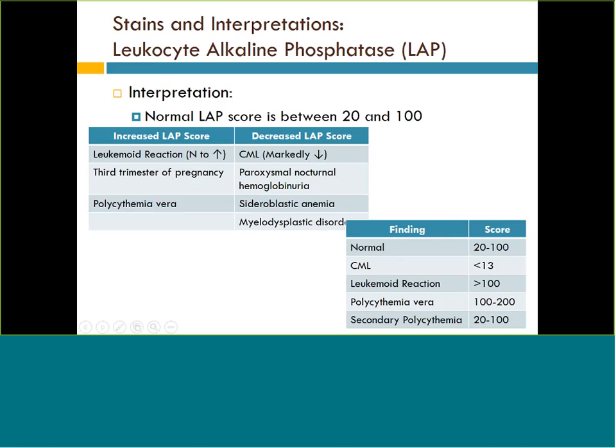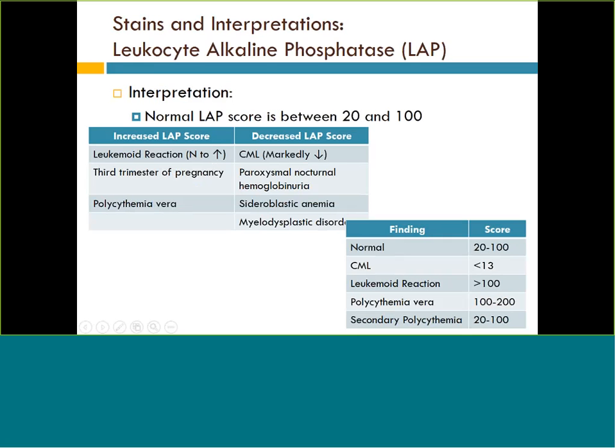Now, a normal reference range should be 20 to 100. Anything between 20 to 100 is normal. Here are some different scores, different diseases that result in other scores. You do need to know this chart. So those that will show an increased lab score: leukemoid reaction. Actually, leukemoid reaction can sometimes be normal, but it can also be high. If you're late in pregnancy, that would cause an increased lab score, and then polycythemia vera, which is a disease we'll learn soon, that will cause an increased lab score.